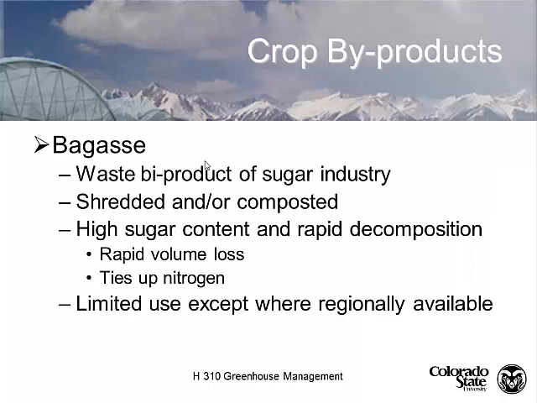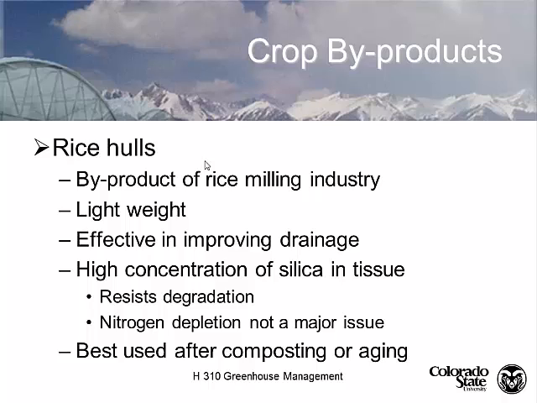I put bagasse on here because some of you might go to the southern United States. Bagasse is actually a waste product from the sugarcane industry. I've never seen the bagasse from the sugar beet industry used in potting material because most people are feeding it to their livestock. The waste sugar beets, the cattle love it. But it's got a high sugar content. It decomposes really fast. And you'll only see it if you're working in an area like southern Louisiana or Hawaii, someplace like that.